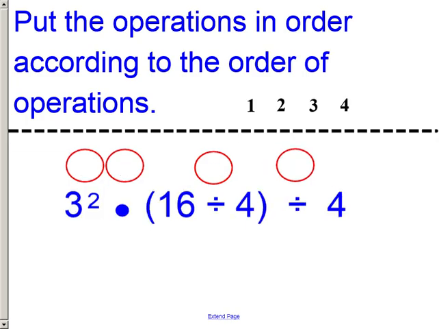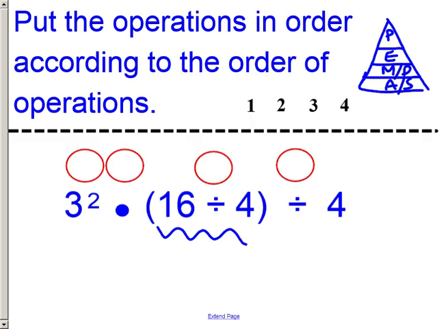Now this problem is getting a little more complicated. I've got several steps here. So the first thing I look for again, and you can make yourself that little triangle to remind yourself, parentheses, exponents, multiply or divide, add and subtract. So you can do that if that helps you to keep track of what to do. So do I have any parentheses or grouping symbols? Yes, I do. Right here, the 16 divided by 4 is in parentheses. So that's going to be my first step.